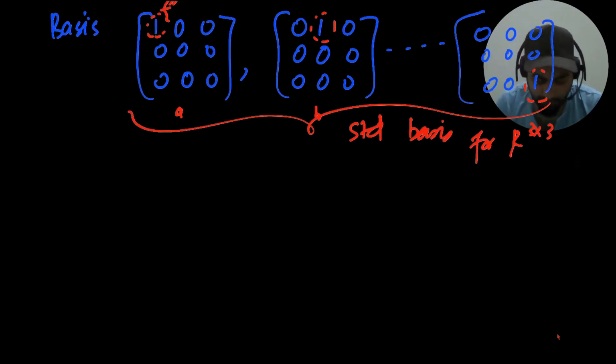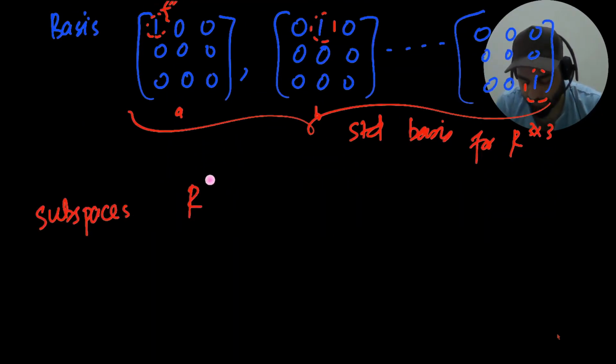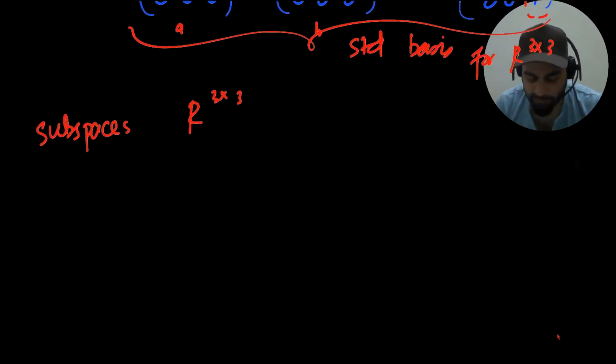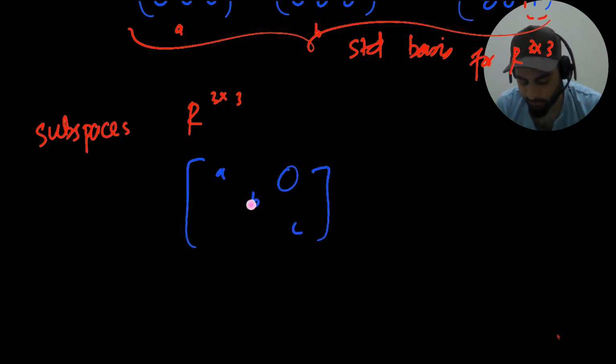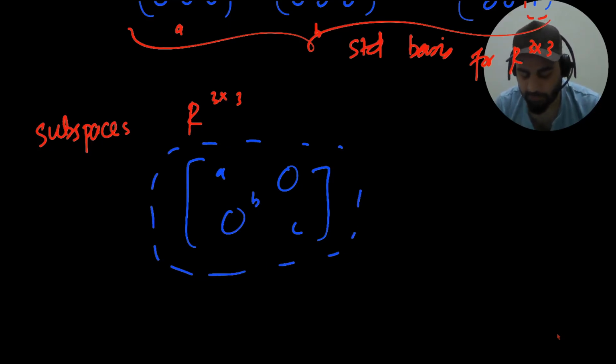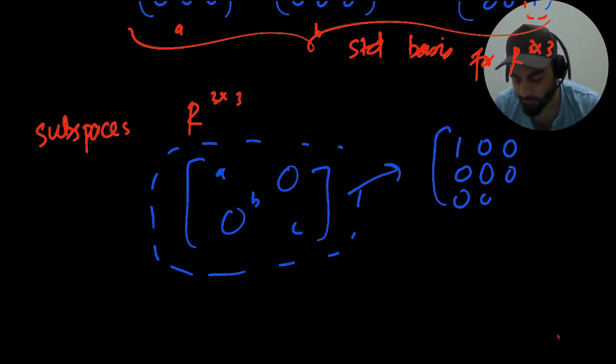What will be the subspaces for this R 3 cross 3? The first thing is diagonal matrices. If we have diagonal matrices like this, with A, B, C on the diagonal and zeros elsewhere, this also is a vector space itself. What will be the basis for this? The basis will be 1, 0, 0, 0, 0, 0, 0, 0, 0, and the other vectors in the basis will be 1.